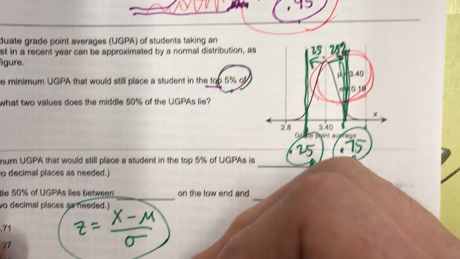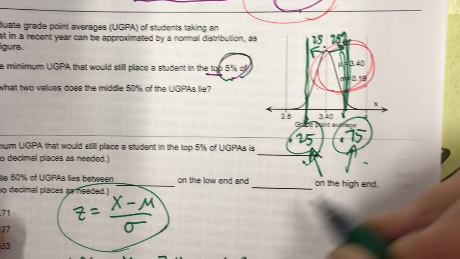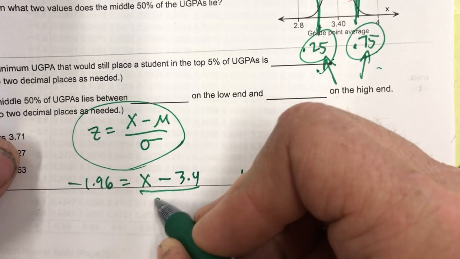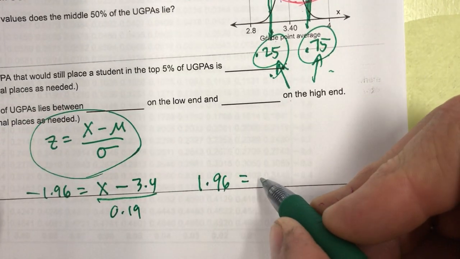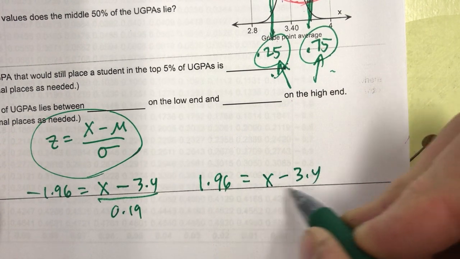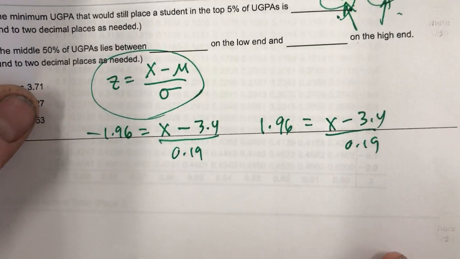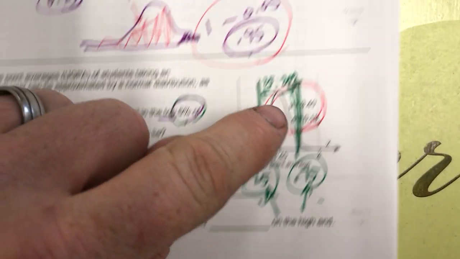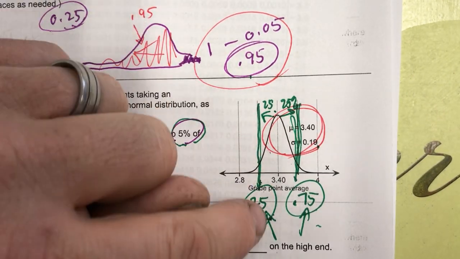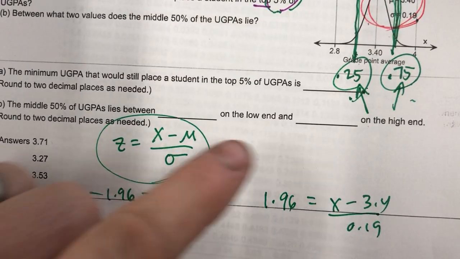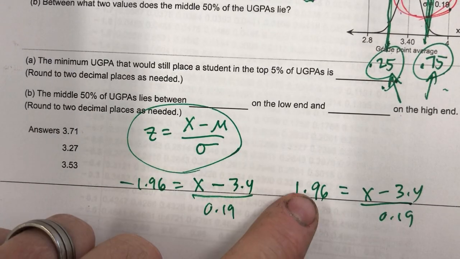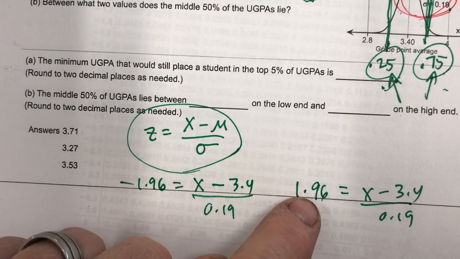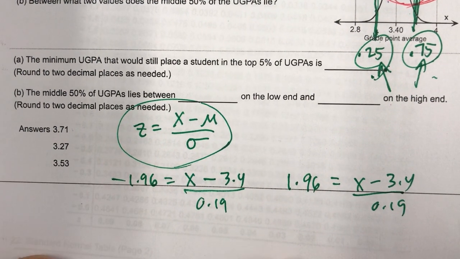My mu is 3.4 divided by my standard deviation, which is 0.19. So this is going to be x minus 3.4. I have to do both of these equations. Since it's the middle percent, once I find this percentile, the other one's just the opposite. So since it's negative 1.96, this has to be positive 1.96.